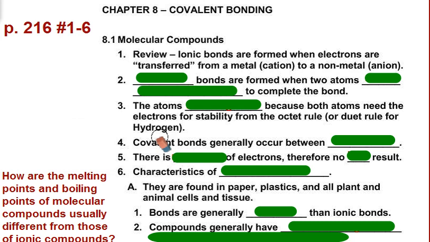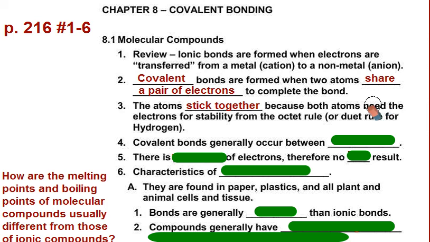And we're back. These are molecular compounds. So a little bit of review from last time. We had ionic compounds. Ionic compounds are formed when electrons are transferred. They actually switch from a metal to a nonmetal. However, covalent bonds are formed when two atoms share a pair of electrons to complete their bond. The two electrons are going around both atoms at the same time.